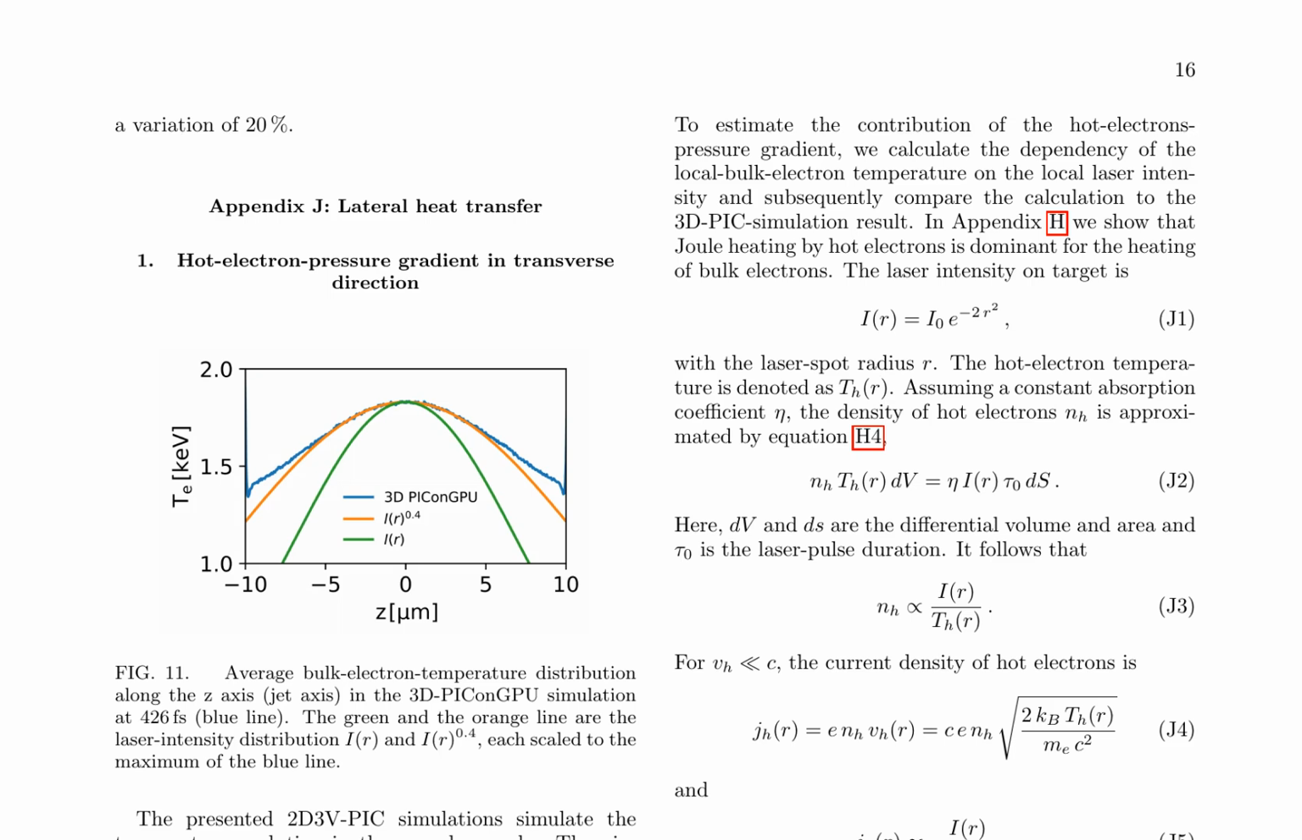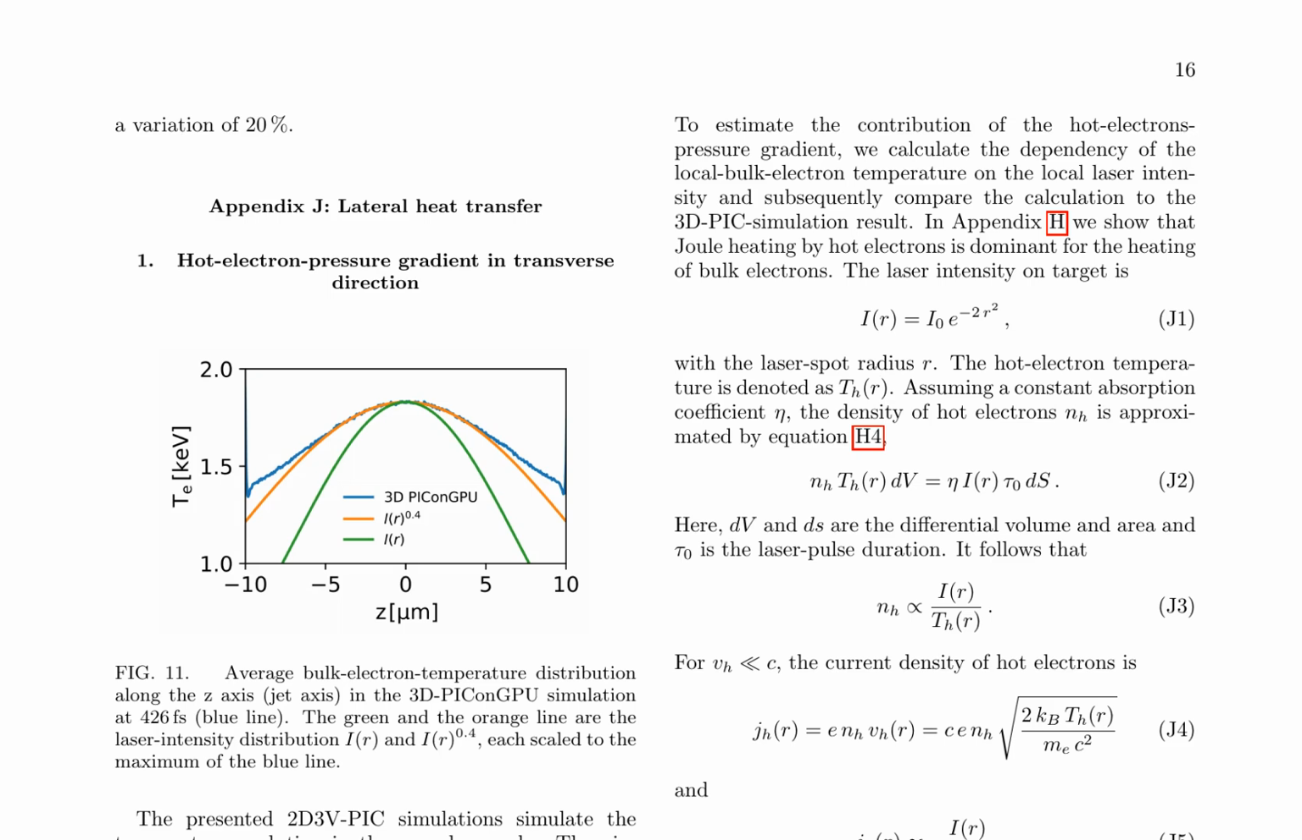The paper also explores the lateral heat transfer, specifically the hot electron pressure gradient in the transverse direction. 3D PIConGPU simulations are conducted to investigate the effect of the density gradient of hot electrons on the bulk electron temperature distribution within the laser spot region.